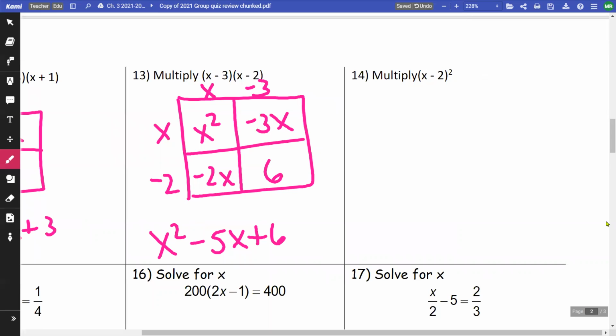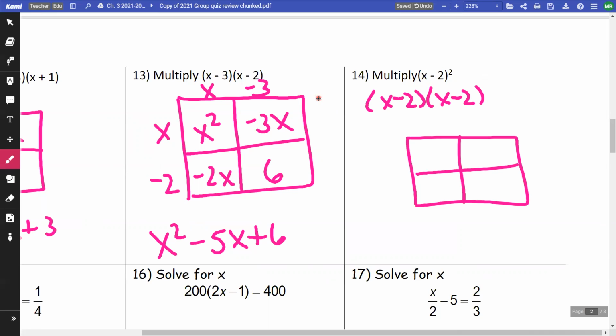So this x minus 2 squared is going to be an x minus 2 times an x minus 2. So I'm going to do a box, x minus 2, x minus 2. And when I take x times x, that's going to give me an x squared.